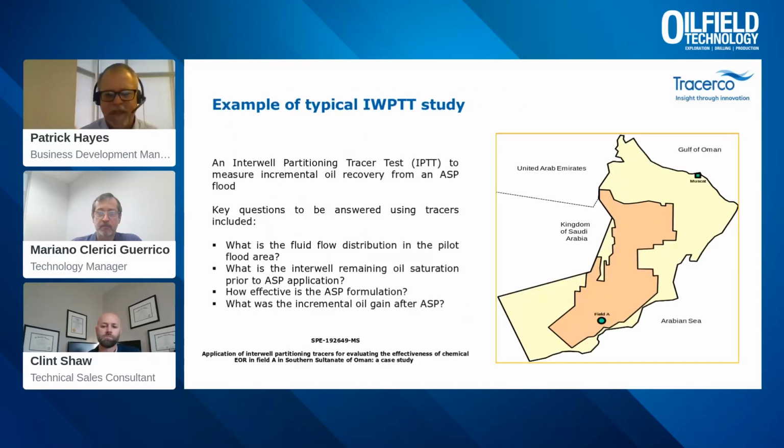I'm going to go through a specific case study. It'll be quite quick. This particular case study happened in Oman. It had to do with the use of an ASP flood, making some changes to the chemistry of the injected fluids. And before implementing something like this to a full field where there could be significant cost increases with significant recoveries, the challenge came to say, what is the actual change seen from the injectors to producers?